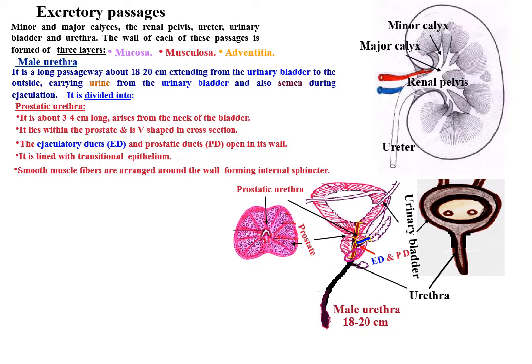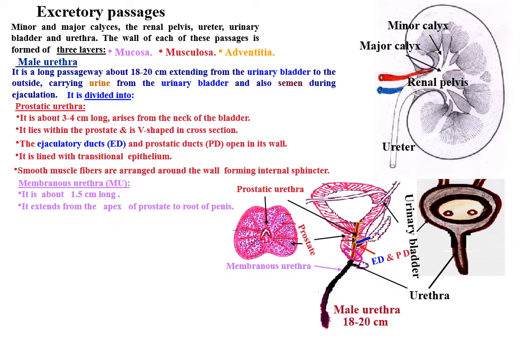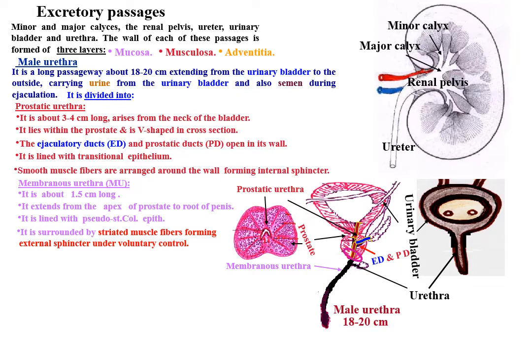Membranous urethra is about 1.5 centimeters long. It extends from the apex of the prostate to the root of the penis. It is lined with pseudostratified columnar epithelium. It is surrounded by striated muscle fibers forming the external sphincter under voluntary control.